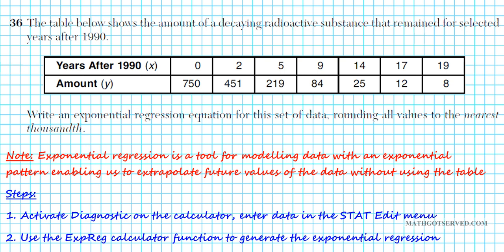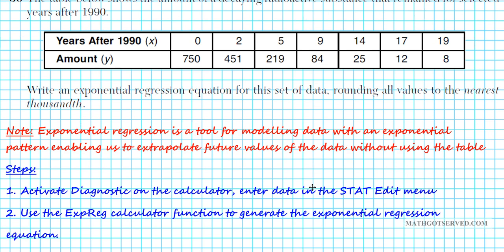Now, this is a calculator heavy section, so we're going to be using our calculators extensively for this problem. What we're going to do is as follows. We are going to, first of all, activate diagnostic on our calculator. I'll show that to you momentarily. And then we'll enter the data set in the stat edit menu, this entire data set in list 1 and list 2. Then we're going to use the exponential regression function to generate an exponential regression equation. Okay?